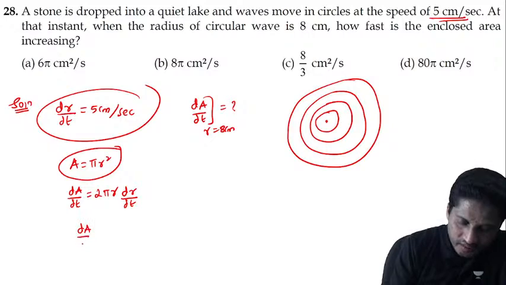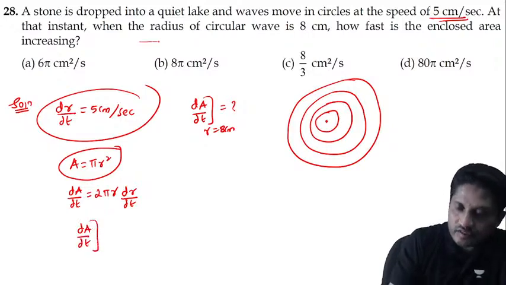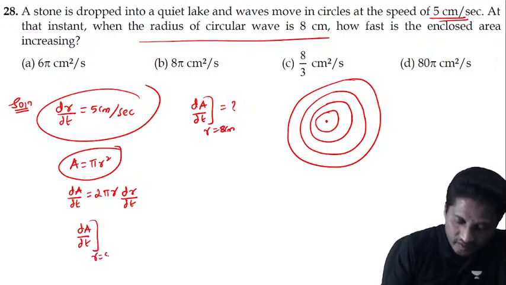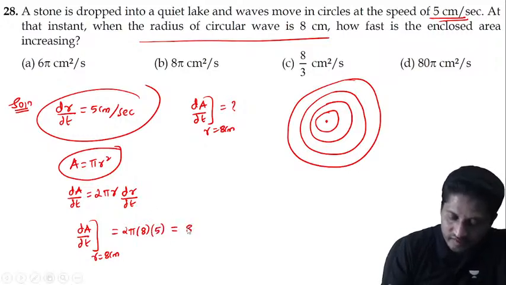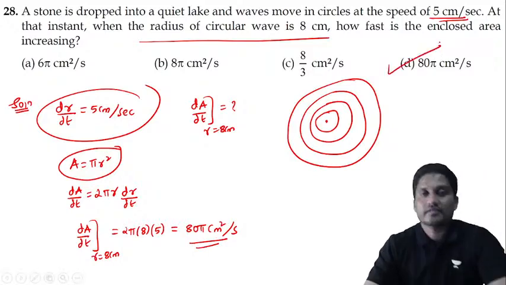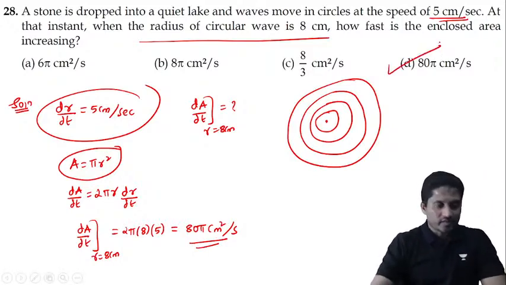the question asks how fast the enclosed area is increasing when the radius of the circular wave is 8 centimeter, so r is equal to 8 centimeter. This is 2 pi into 8, and dr by dt is 5. So 5 twos are 10, 10 into 8 is 80 pi. Area, right? It should be centimeter square per second. Answer is option D. Right? Let's move to the next question.